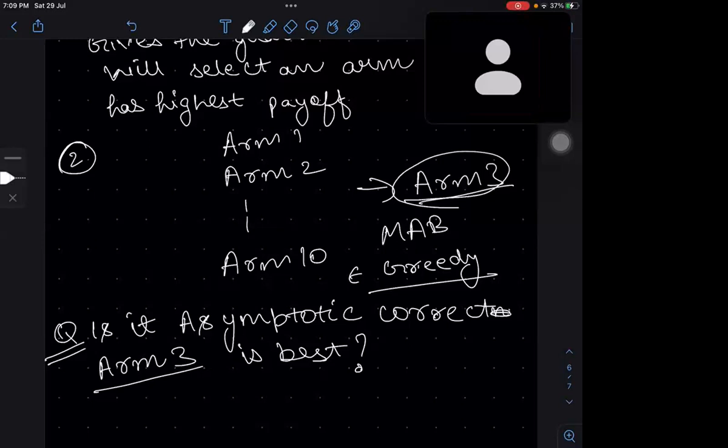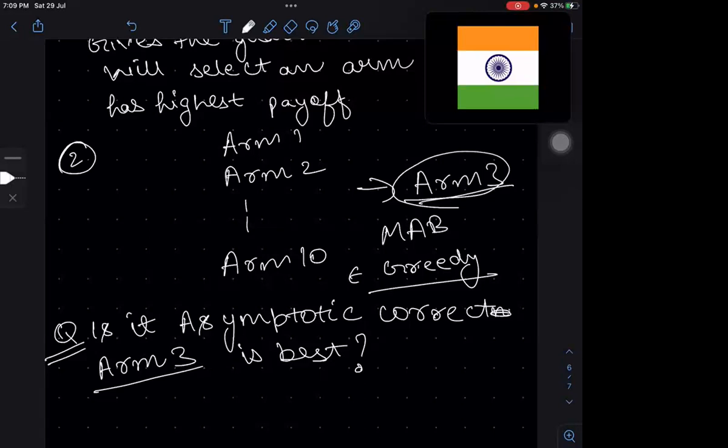Yes. Got it? Any doubts? Ma'am, so the bandit learning gives us the solution-based approach, and asymptotic will give me a lot of experimentation.